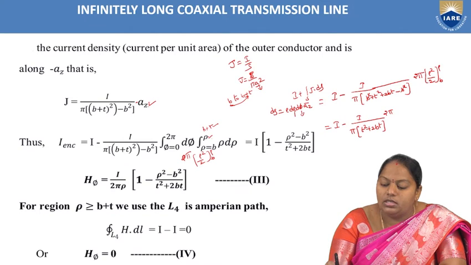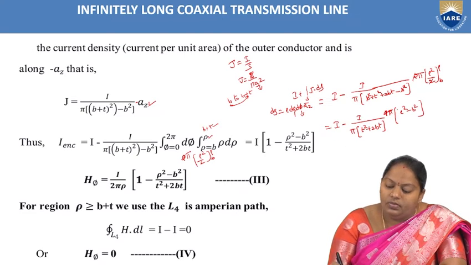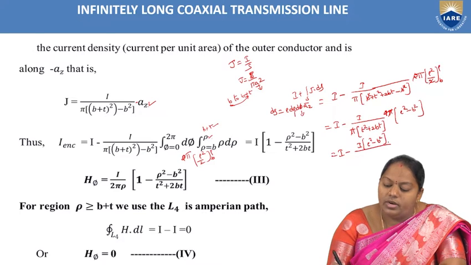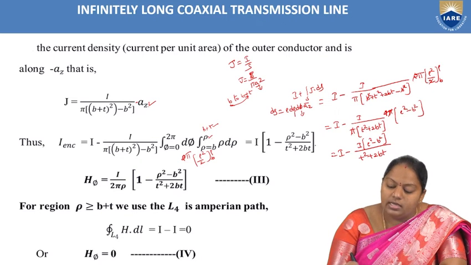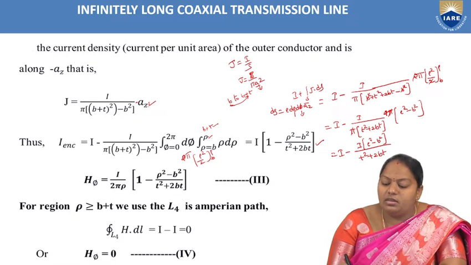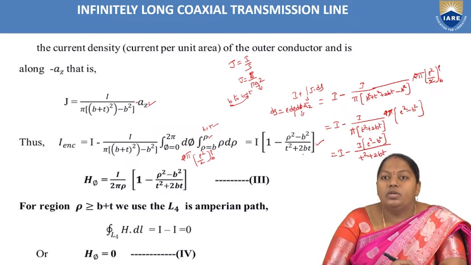Into 2 pi, this 2 and this 2 get cancelled. Then pi into, substituting limits rho to b, rho square minus b square. And this pi gets cancelled. Then I minus I into rho square minus b square in the numerator, and in the denominator t square plus 2bt. Right? So this is the equation which we have got. If you take I common out of these two, then I into 1 minus rho square minus b square by t square plus 2bt.